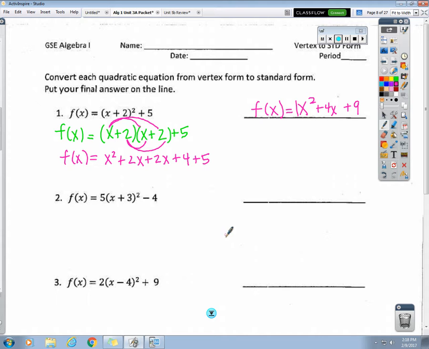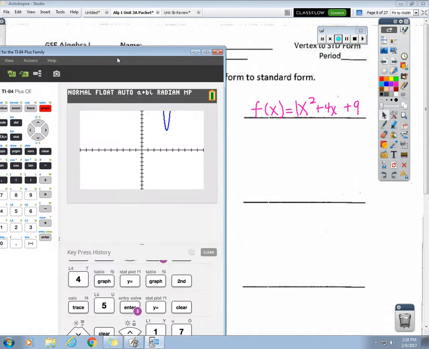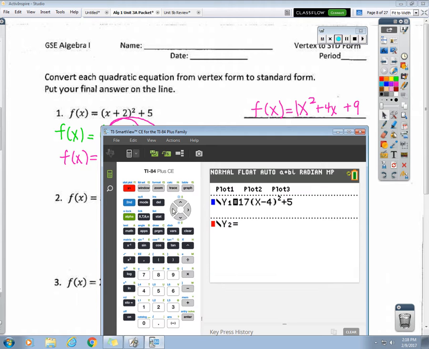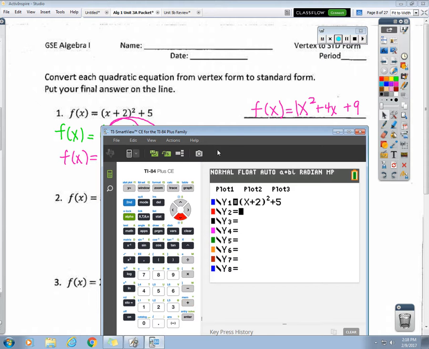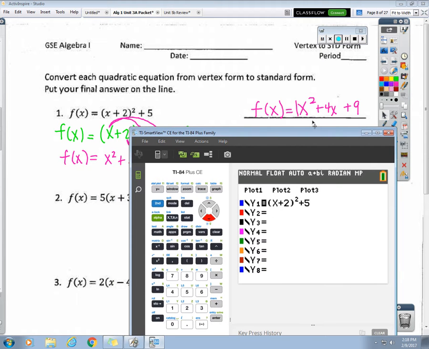Now once you've changed it from one form to the other, how can you check to make sure you did it right? You graph both of them. If I graph the original, y equals x plus 2 squared, and then plus 5. And then I go down to y2, and I graph x squared plus 4x plus 9.